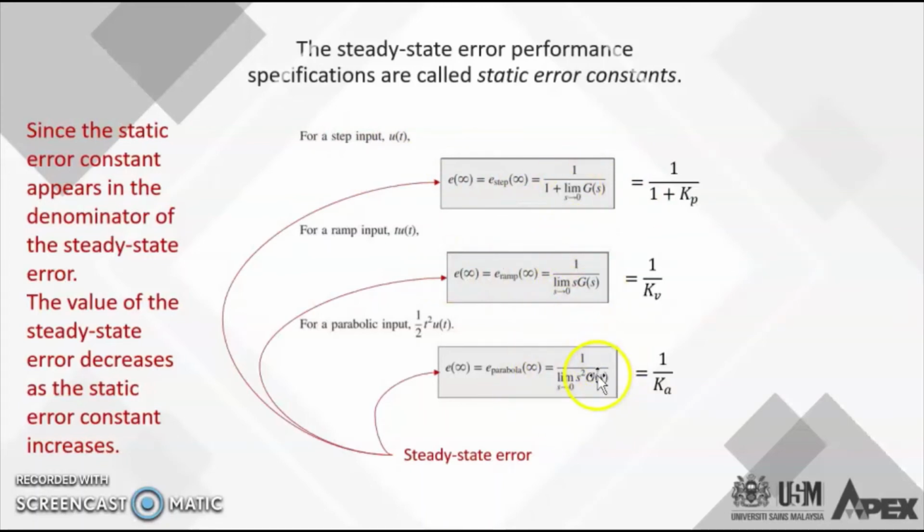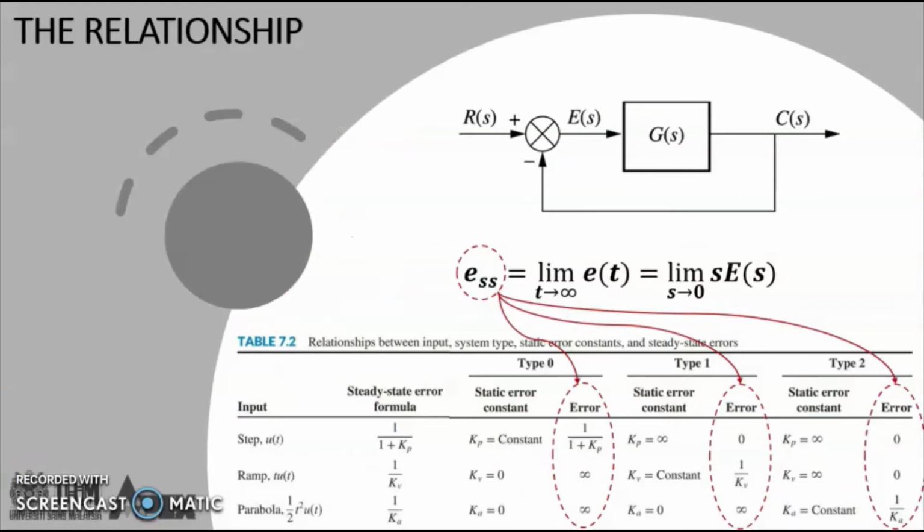It doesn't have much difference, it's just that the input is different, and for step input it has 1 plus something here. Okay, so we're nearly done. This one I just want to put in an easy way to represent the relationship of all of this: the relationship of the input, and then the system type, type 0, type 1, type 2, and then your static error constant, which is kp, kv, and ka for each of the types.